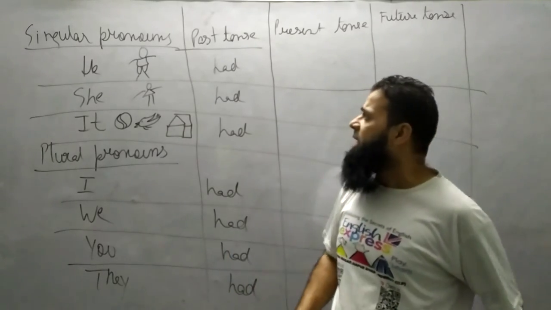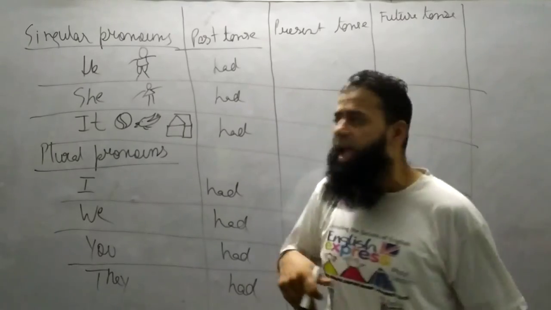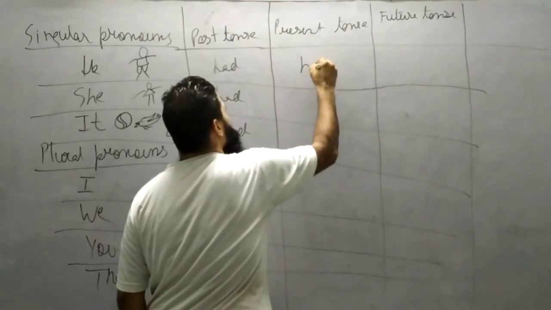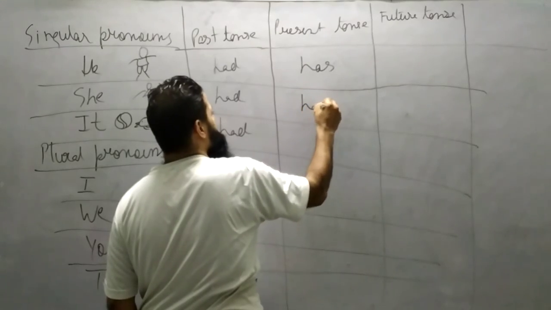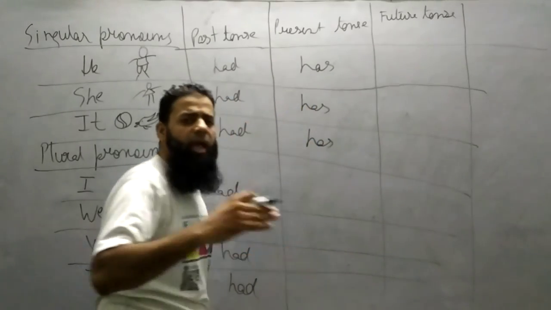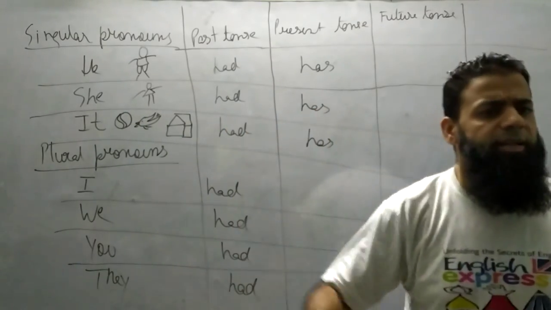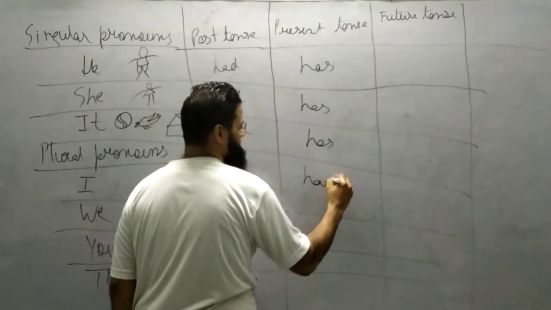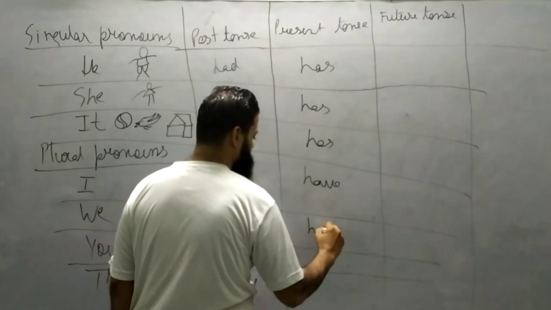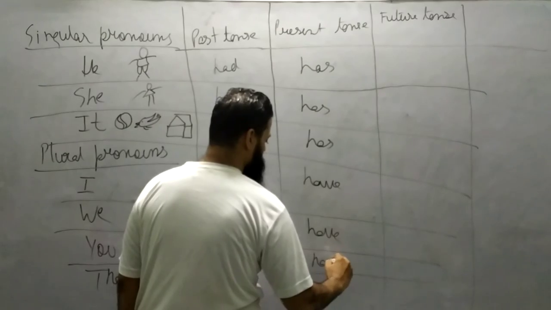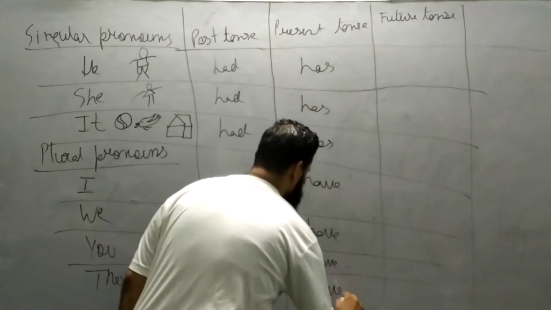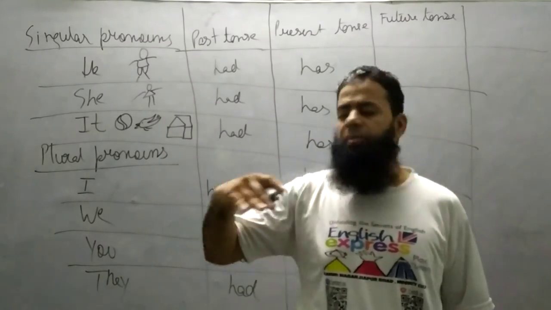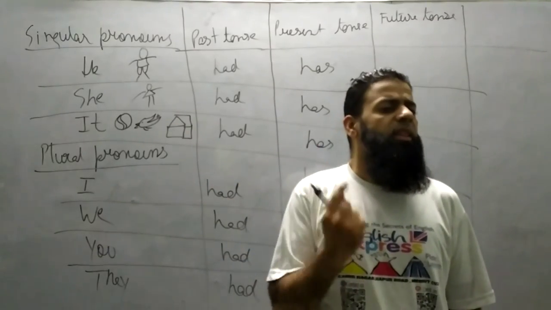But in present tense, it is I have and he has. With he we use has. He has. She has. It has. But I have. Vice versa. Ulta. In contrast, we say I have. We have. You have. And they have.